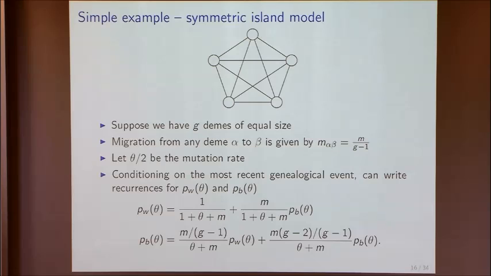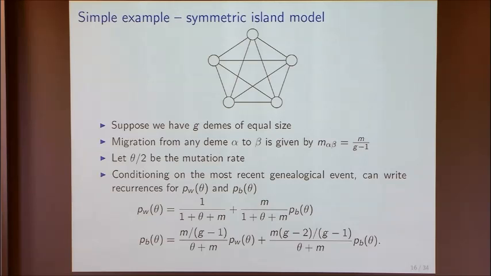We can also go into some details for very simple examples. In general, working with these models with very complicated migration structures is a little tricky. You have to do Monte Carlo integration, or you have to do simulations, importance sampling, other things. But for very simple examples, you can actually write out recurrences for these quantities that I described earlier.